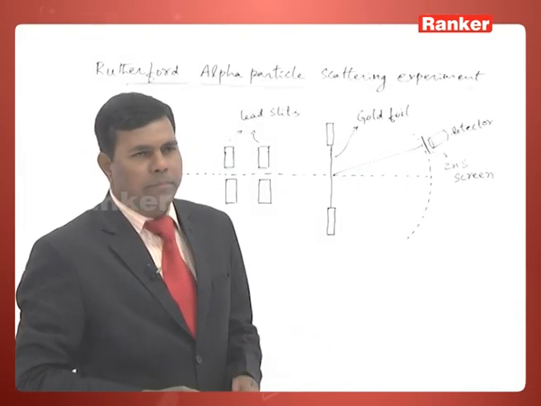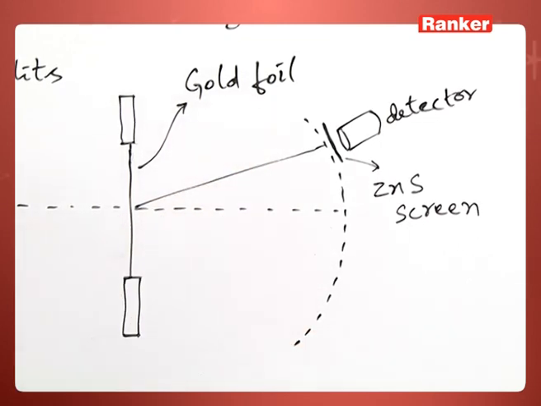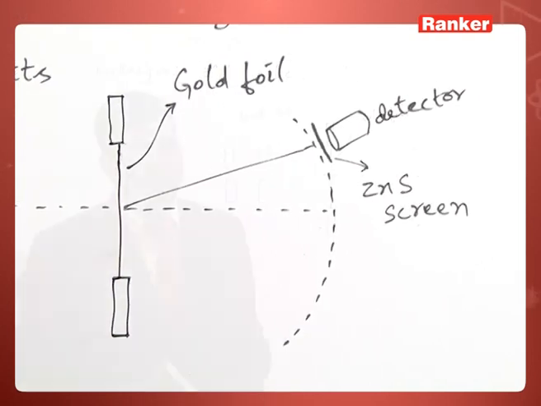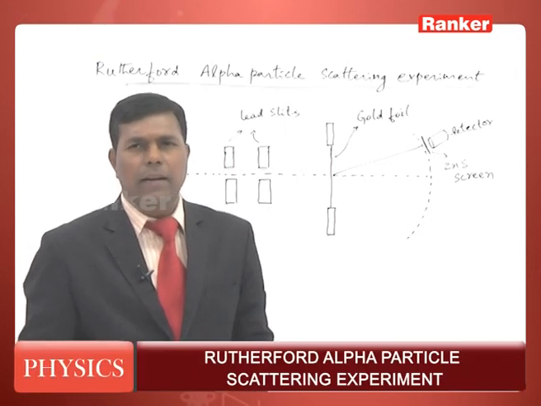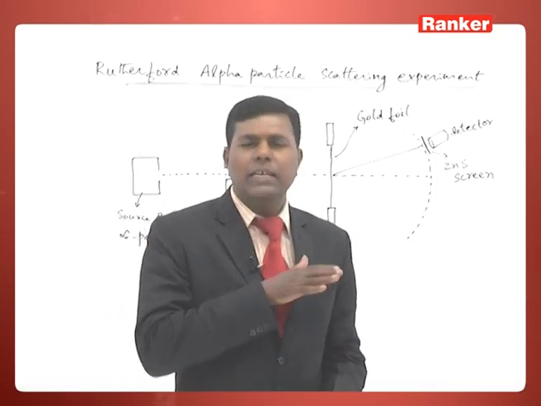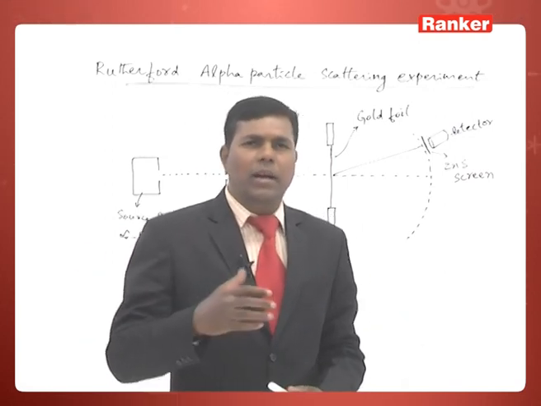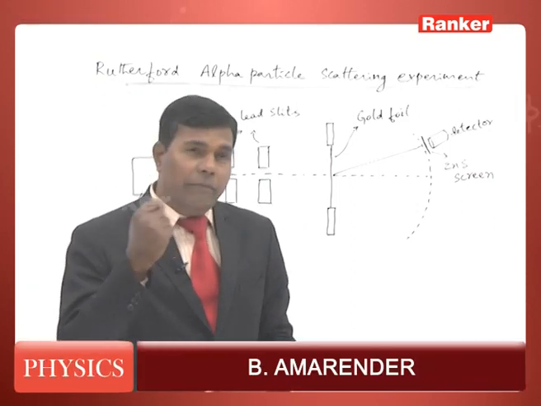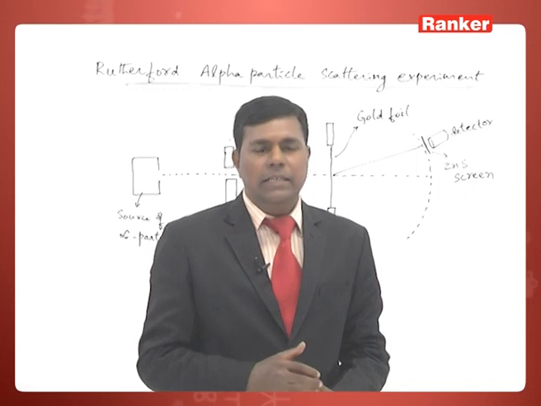That is the arrangement, and by moving this detector to various positions, they observed the number of alpha particles that are coming at various angles. From this experiment, it is observed that most of the alpha particles penetrate through that gold foil without any deviation. They travel in the initial direction itself without any deviation from the original path. Some of them suffer a deflection by a smaller angle, and very few of them have an angle of deflection greater than 90 degrees.